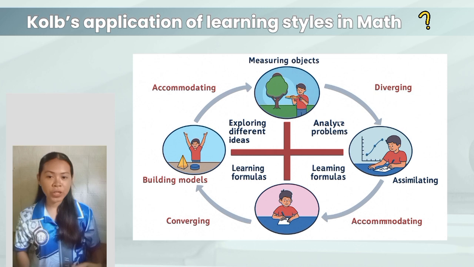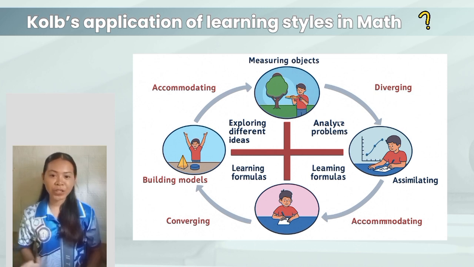Then up to diverging, where a learner is exploring different ideas and visualizing the concept. After that, the learner thinks and observes. Then the learner is in the second stage of Kolb's theory, which is the reflective observation, such as analyzing the problems. After that activity, students reflect on what they did and observe, analyzing measurements, identifying patterns, or even discussing results. Then up to assimilating, wherein the learner focuses on analysis and logical understanding.